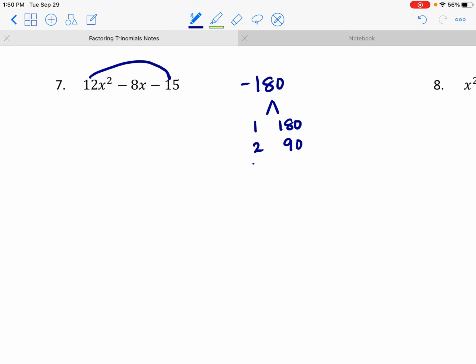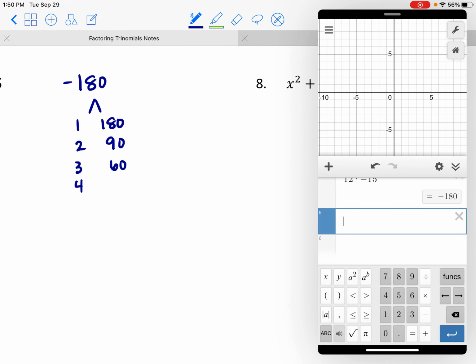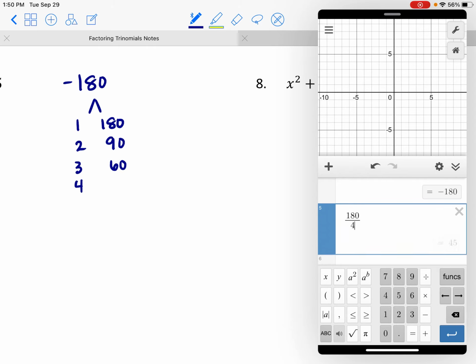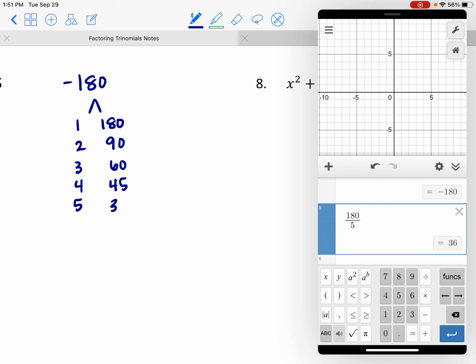Does 3 go in? Sure, 3 goes in 60 times. That's not a difference of 8. Is 4 going to go in? Yep, 4 is going to go in, and you can use your calculator for this. Let's see, 180 divided by 4 is 45. That doesn't give me a difference of 8. 5 is definitely going to go in. 5 is going to go in 36 times. I still don't have a difference of 8. 6 is going to go in 30 times.